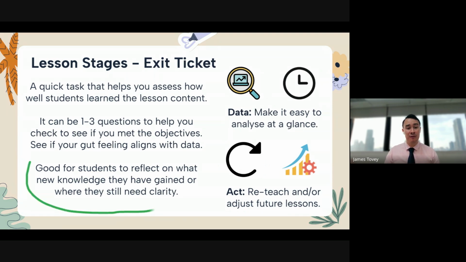Now, it's good for students to reflect on what new knowledge they've gained or where they potentially still need clarity. So they could fill this out on a piece of paper. They could fill it out online, like on Google Classroom. They could do it on a word cloud kind of website, something like that. However you want, they can provide that answer, as long as you've got the information to look at, so you can do a little bit of reflection of your own lesson to see how it went.